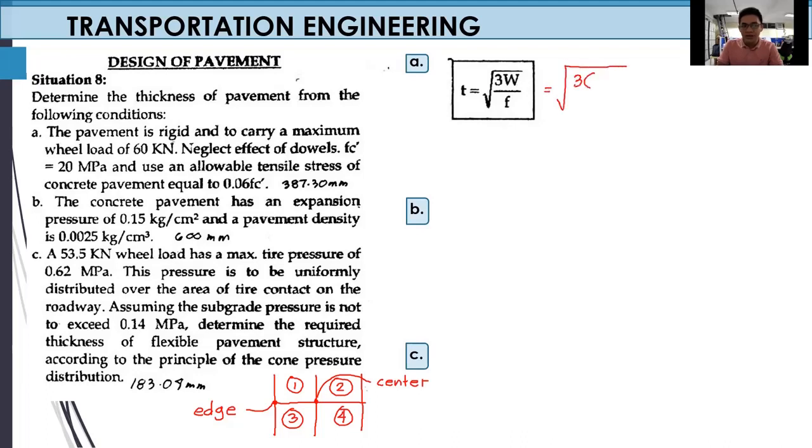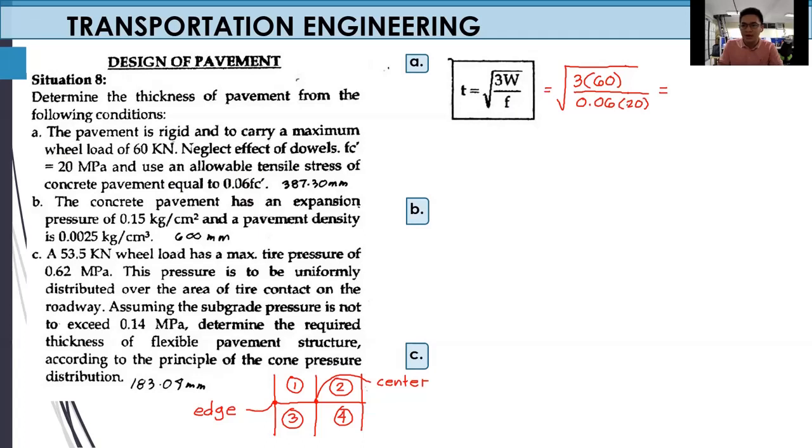So, W is our wheel load, 60 kilonewton, divided by our F, which is equivalent to 0.06 of our f'c, wherein the f'c is given, which is 20 megapascal. That is F already. F has a constant multiplied by our f'c, so 0.06 f'c.